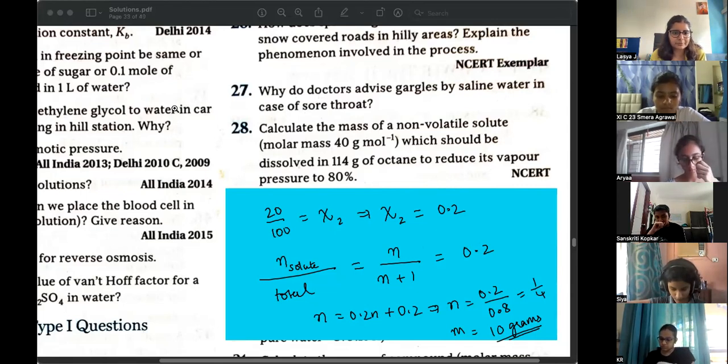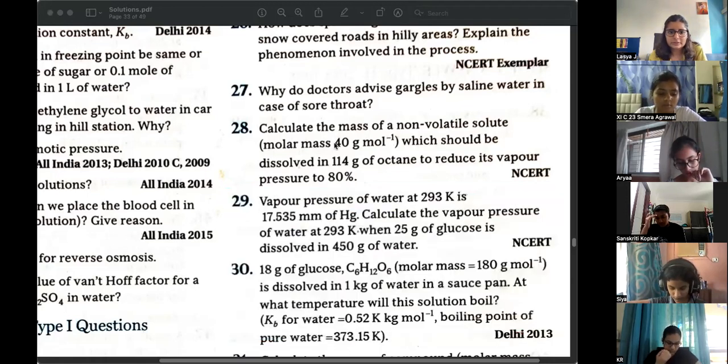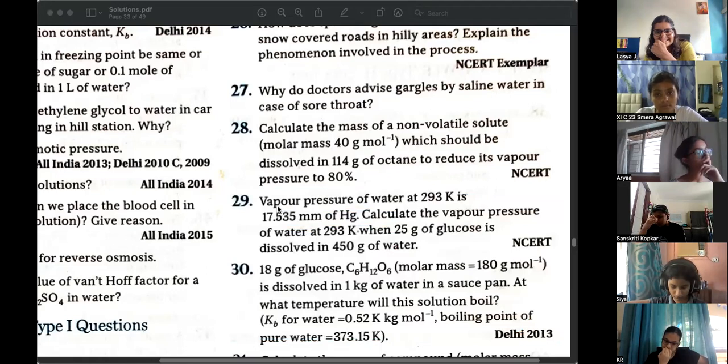Okay, delta P upon P naught equal to, so 20 by 100 is equal to this by this. How did it come, Sia? That's why that tiny amount of difference.